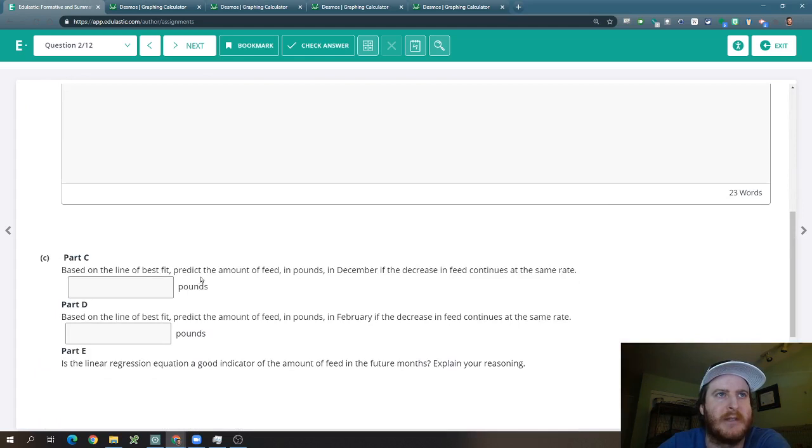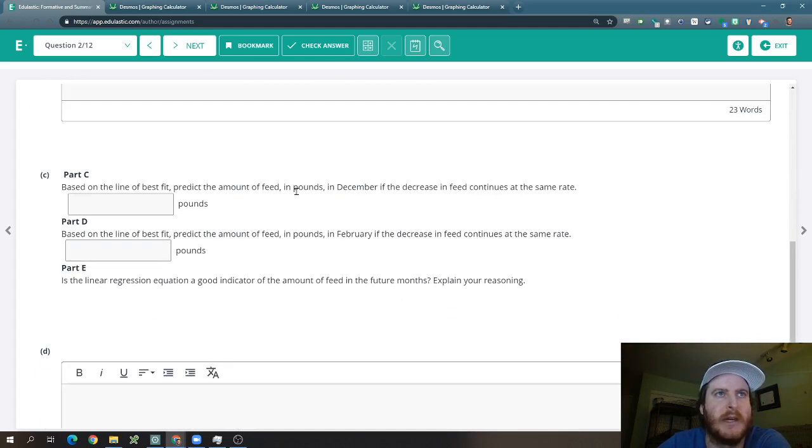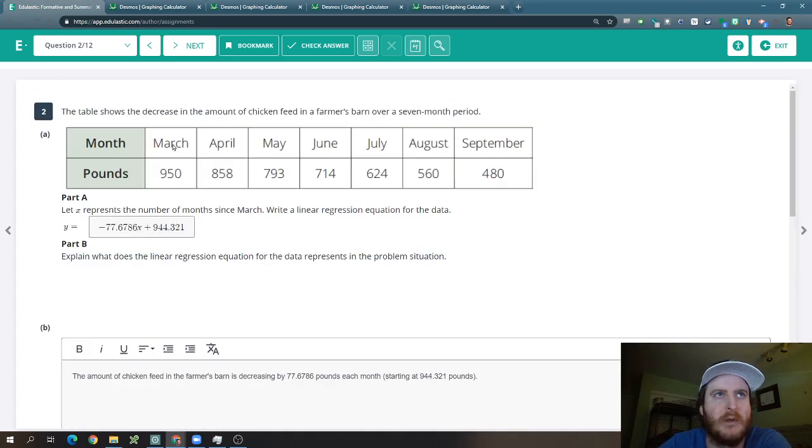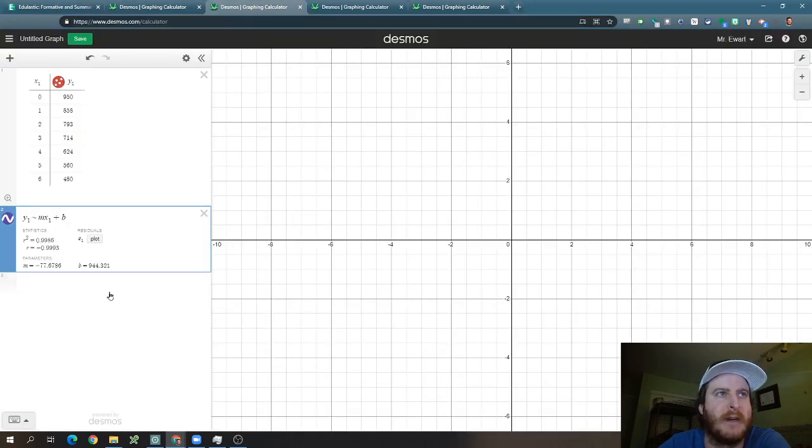Next, part C, based on the line of best fit, predict the amount of feed in pounds in December. Now we want to be careful about December because normally we would think December is 12, but in this case, December is not 12. March is 0, then 1, 2, 3, 4, 5, 6. If we continued, October would be 7, November would be 8, and December would be 9. So we want to be very careful about that. That would be f of 9.